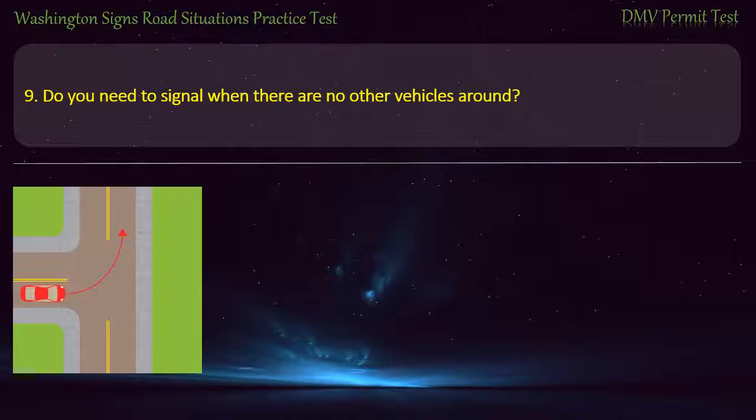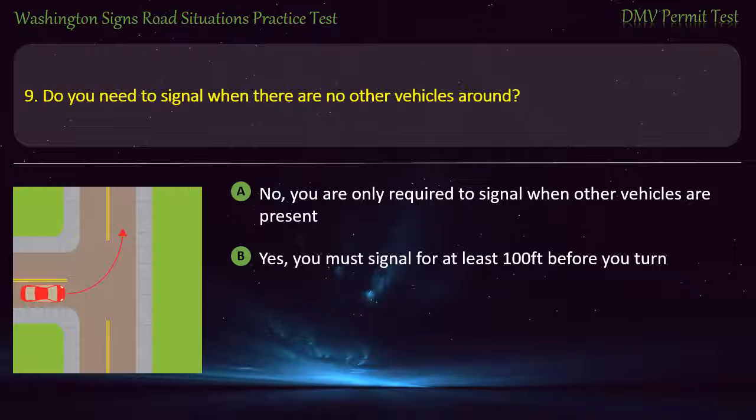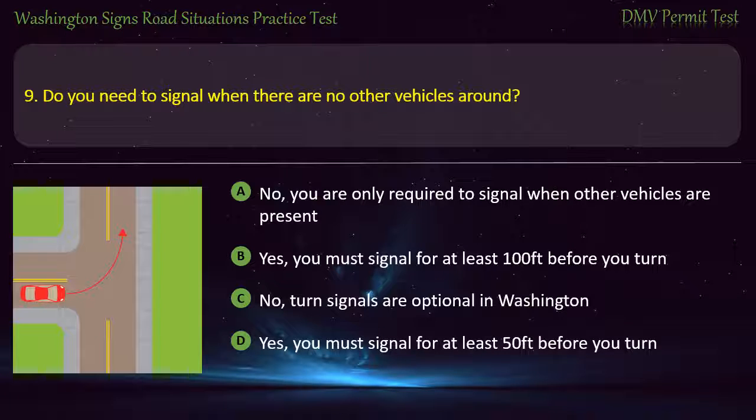Question 9. Do you need to signal when there are no other vehicles around? No, you are only required to signal when other vehicles are present. Yes, you must signal for at least 100 feet before you turn. No, turn signals are optional in Washington. Yes, you must signal for at least 50 feet before you turn. Answer. Yes, you must signal for at least 100 feet before you turn.